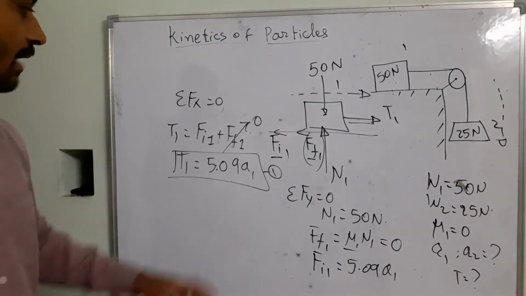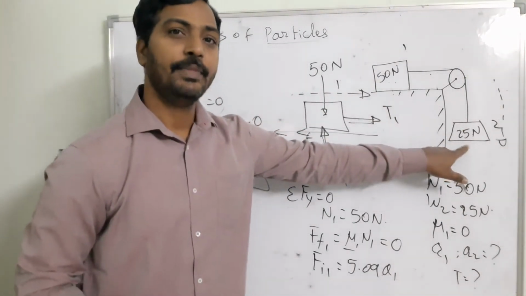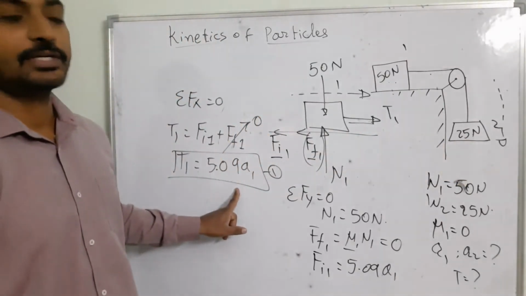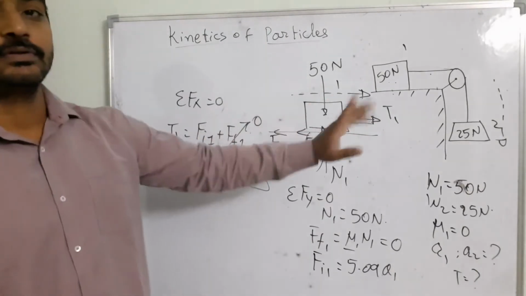Right? Once I get this, then I am going to take the next body's free body diagram. I'll try to develop the same kind of equations by using sigma Fy is equal to 0, sigma Fx equal to 0.